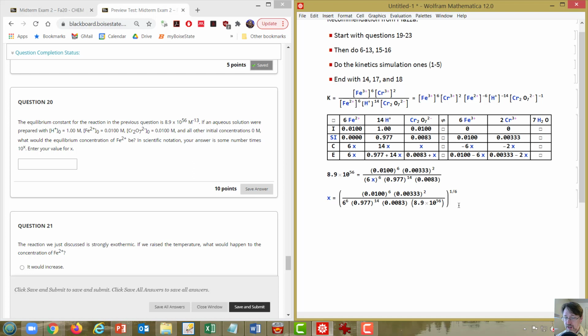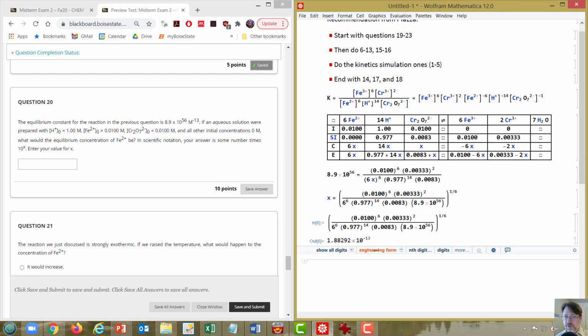So you can plug this into your calculator. If your particular calculator does not have the raised to the 1/6 power, or raised to an arbitrary power where you could put in 1/6, then you can take this over to Wolfram Alpha and do the calculation there if you like. If we do it here, we find that x is 1.88 times 10 to the minus 13. And we have to do the check at this point to determine whether or not the assumption we made that these x values were small compared to what we're adding or subtracting from is valid. And in fact, this is so small that yes, it is indeed.